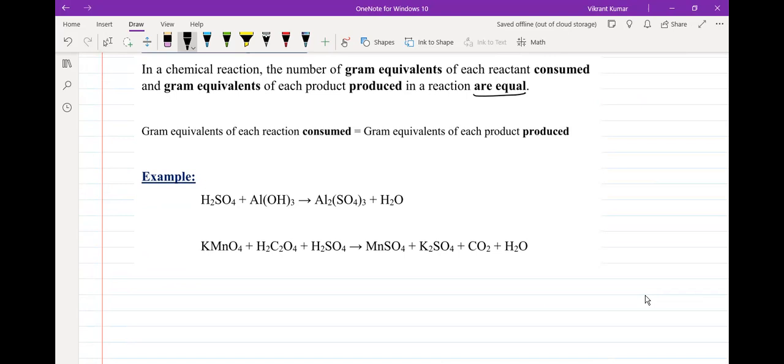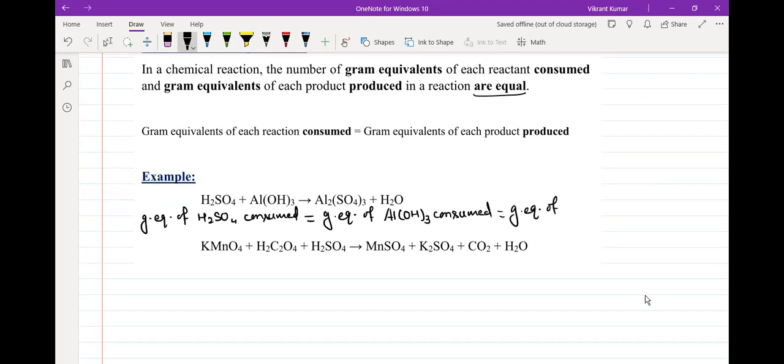But I'll write in this case gram equivalents of H2SO4 consumed will be equal to gram equivalents of Al(OH)3 consumed, and that will be equal to gram equivalents of aluminum sulfate produced. I've not written available, I've written consumed.